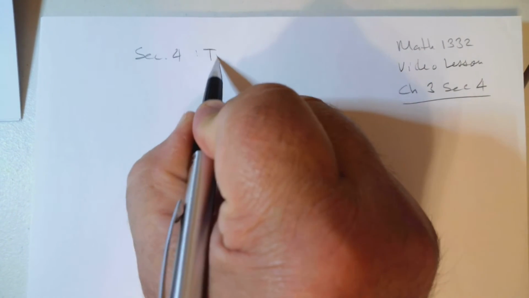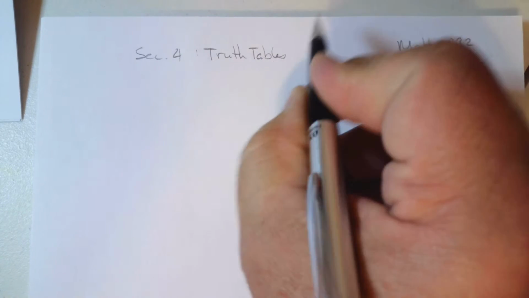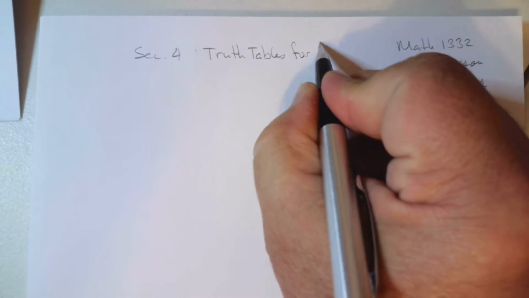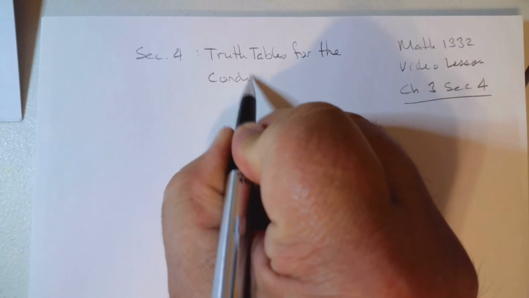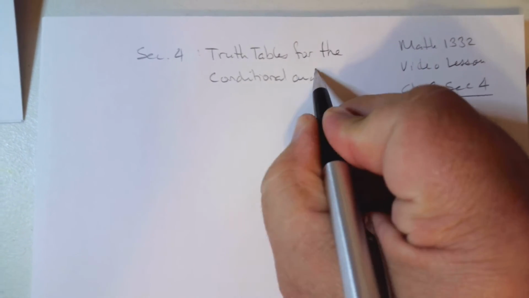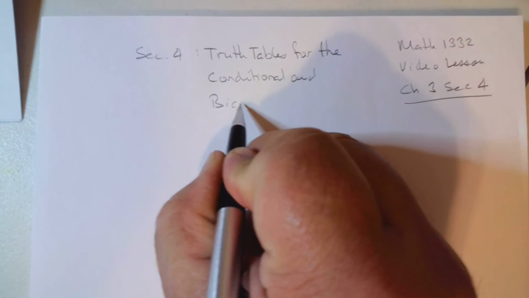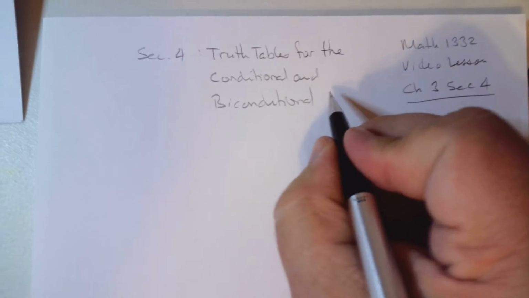Section 4 deals with truth tables for the conditional and biconditional statements.